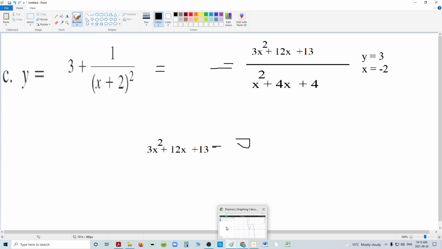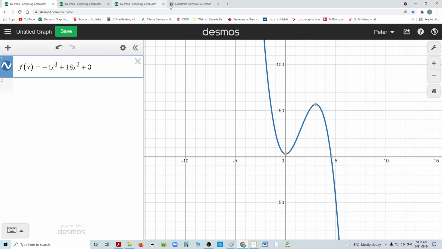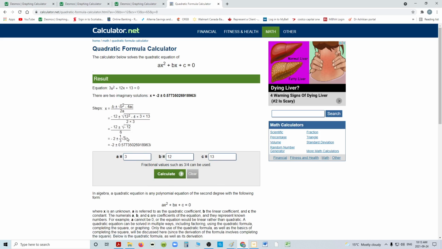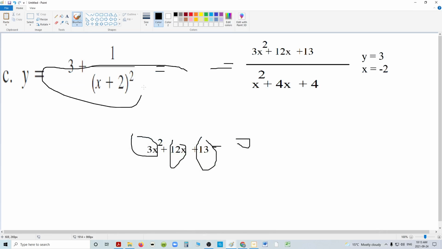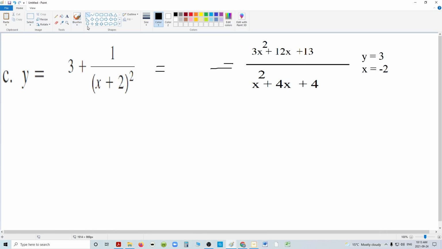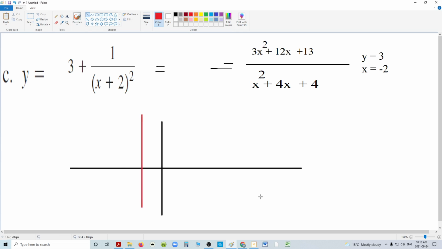You would probably jump straight to your quadratic formula and say 3, 12, and 13. You can also create your own quadratic formula in an Excel sheet. We discovered that we only get imaginary numbers, which means this thing will never cross the x-axis. Useful information. So now we know it's not going to cross the horizontal asymptote. We know we have a vertical asymptote here and a horizontal asymptote here. We just need to see what it does on the left. We know it doesn't cross the x-axis.